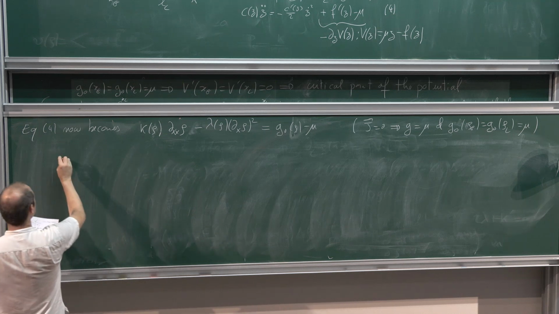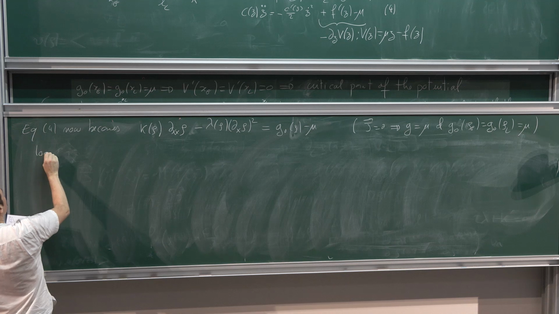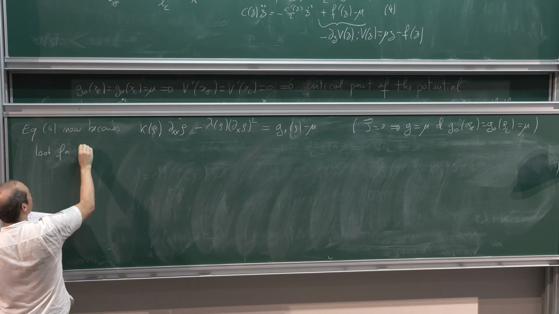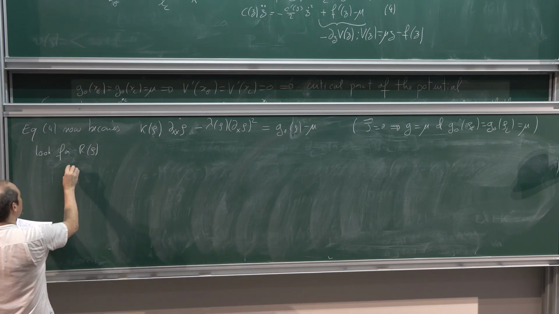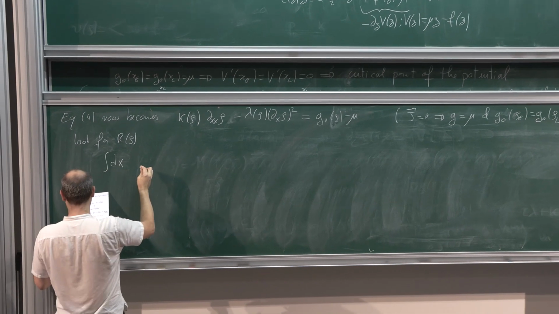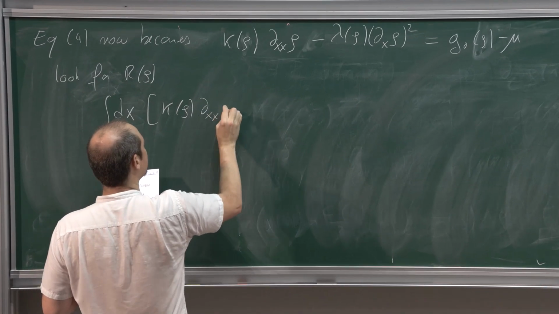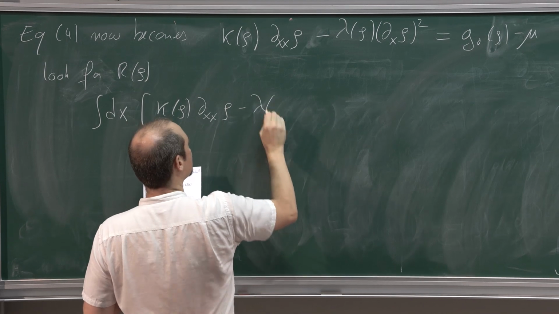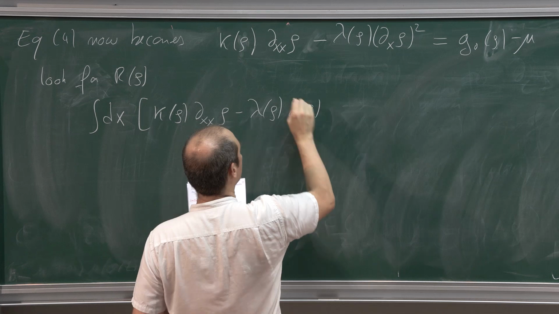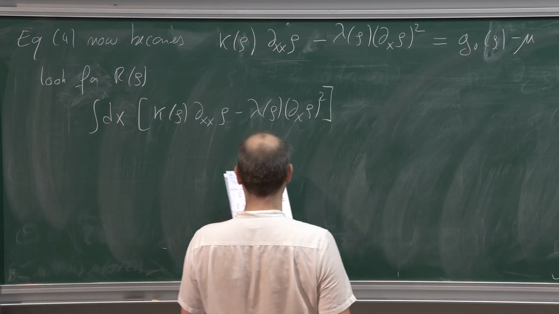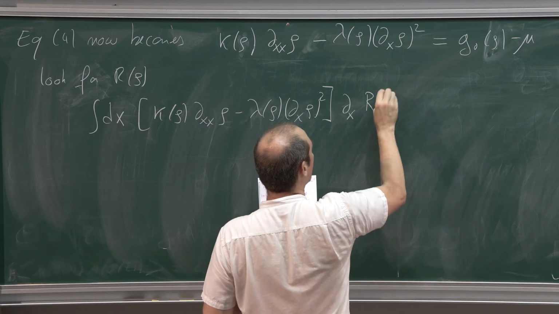So what we do is we say, okay, let's look for a function R of rho. And what we want is to be able to compute the integral of kappa of rho dxx rho minus lambda of rho dx rho square. And instead of having dx of rho, here I will put dx of R of rho.